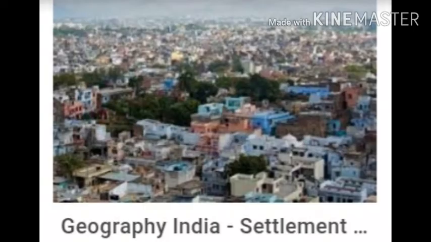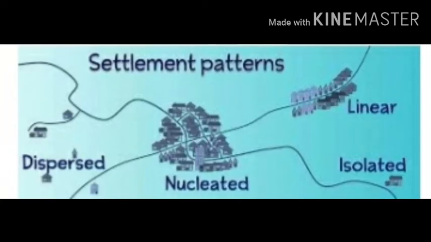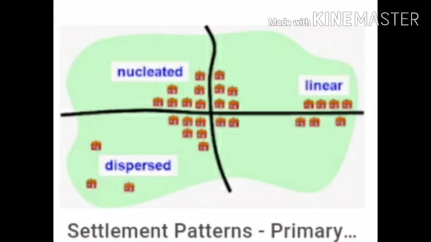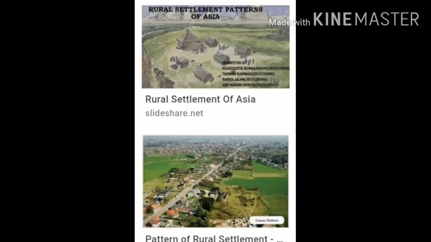We can see here there are different types of settlement patterns in India. In this picture, you have to see that there are different types of settlements such as dispersed settlement, nucleated settlement, isolated settlement, and linear settlement. It means as per the region, different types of settlements are given here.